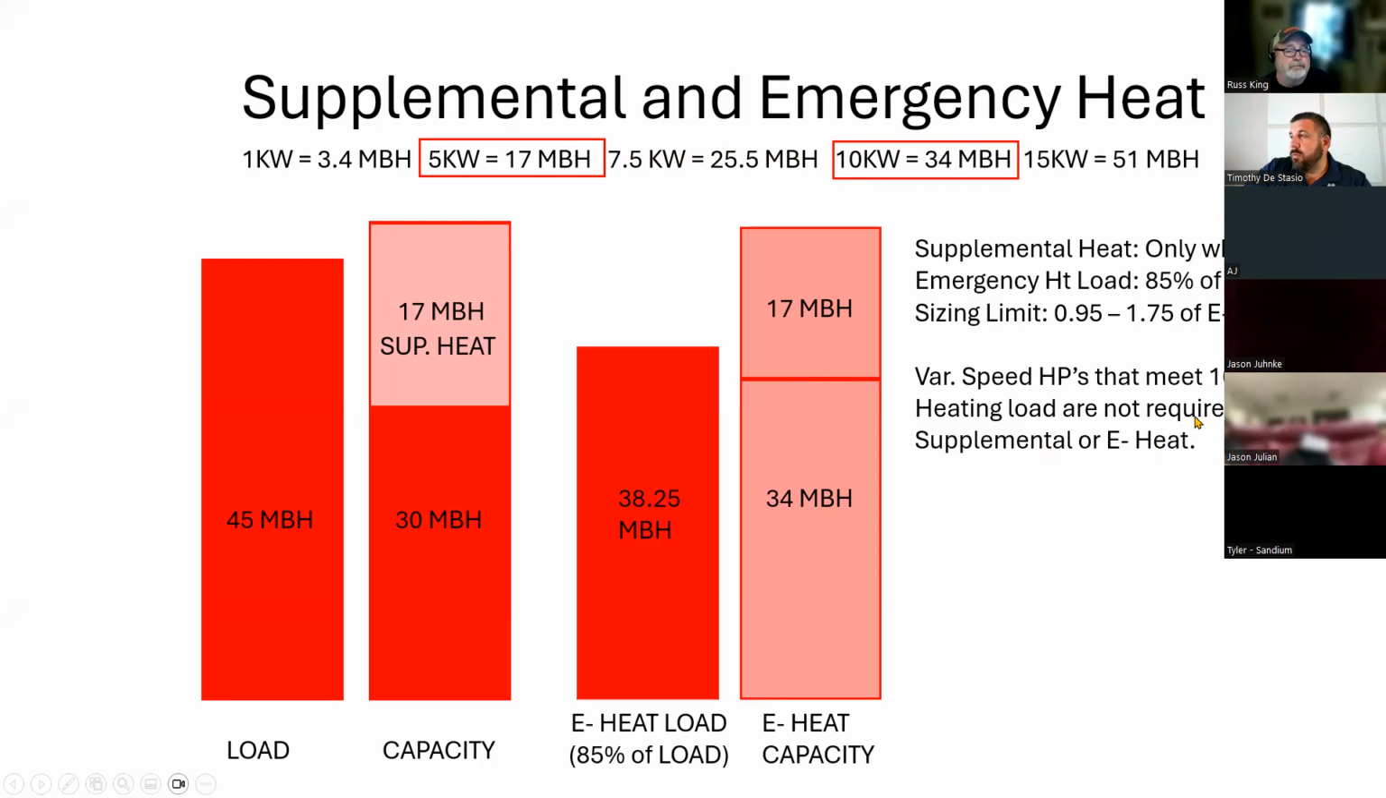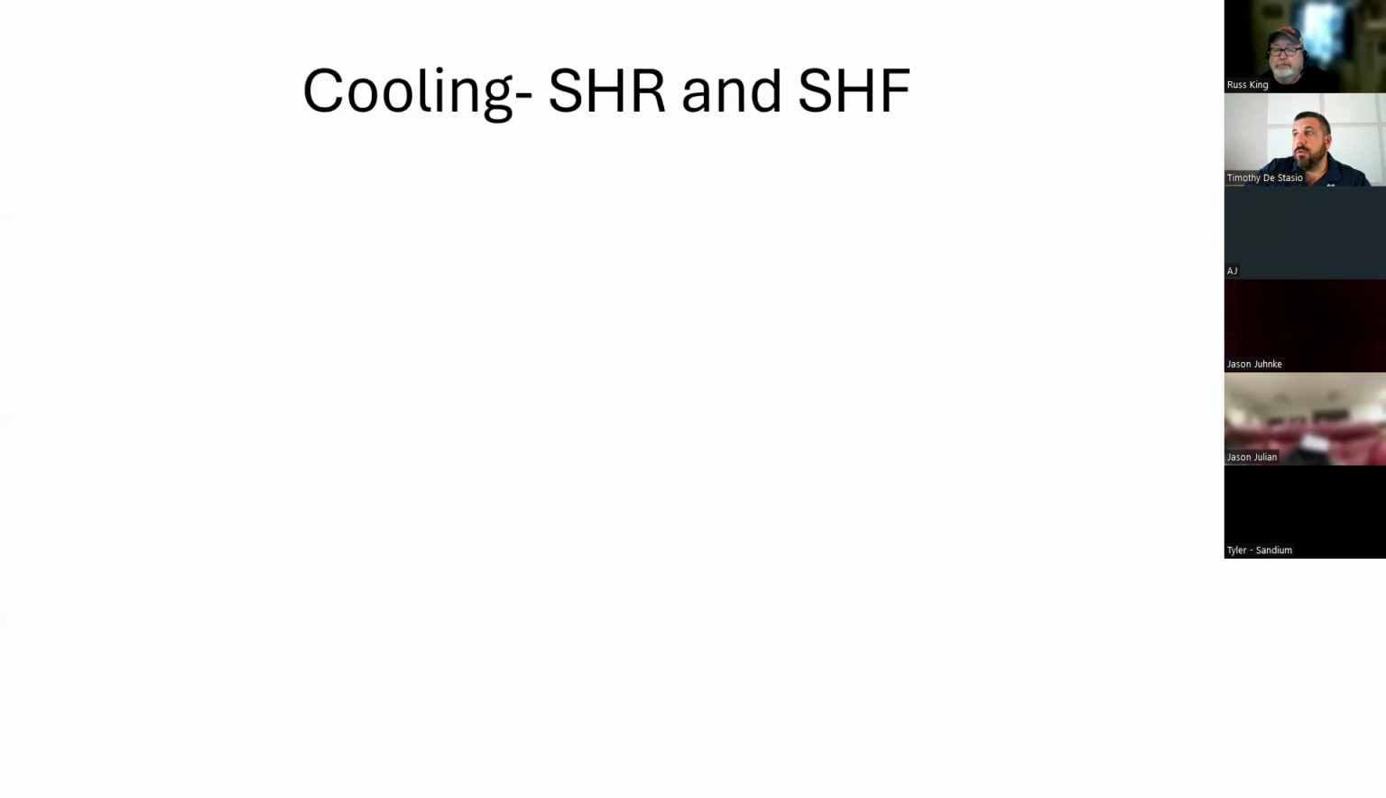And maybe, Russ, when you present, if you want to provide clarification on that, emergency heat for variable speed heat pumps. But essentially, in a cold climate, you want to try for the heat pump to meet all of your heating load anyway, because you're going to get a lot of cold nights. And if you're running heat strips every night, the customer's going to hate you.